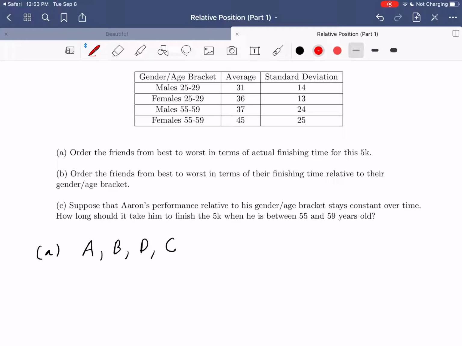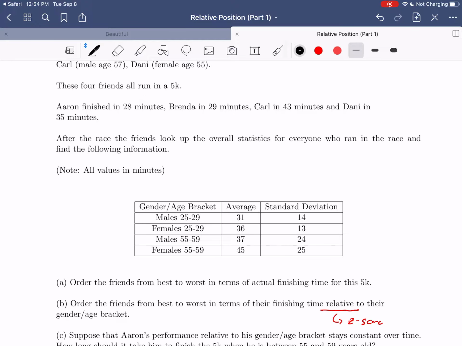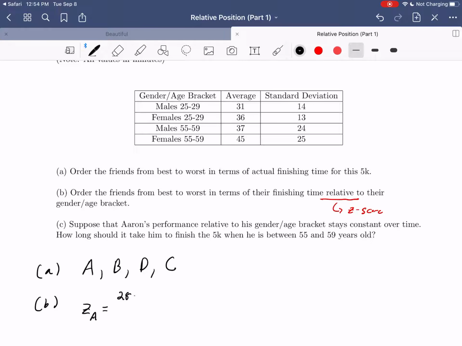Since we're doing relative here, again, that indicates that we want to use the z-score. So we're not going to just look at their raw finishing times. We're going to look at how they did compared to people that were of a similar age and the same gender. So let's go ahead and do that. For the z-score for Aaron, we'd have to take his time, which was 28 minutes, compare that against the average for people like him, 31 minutes, and divide by the standard deviation, 14.